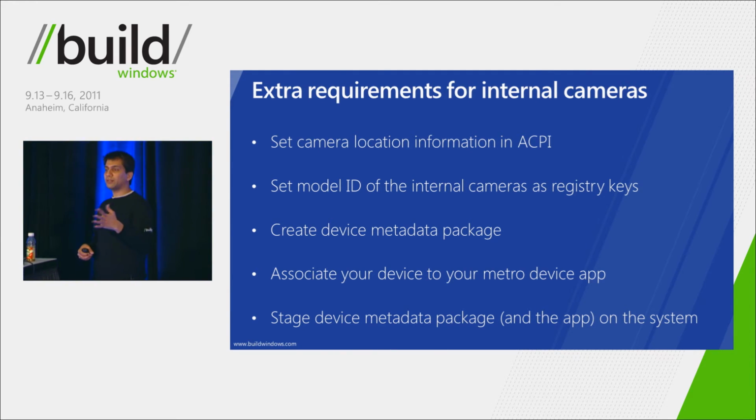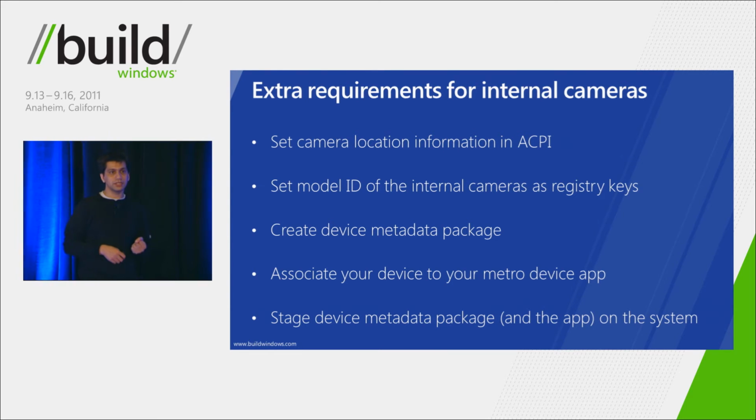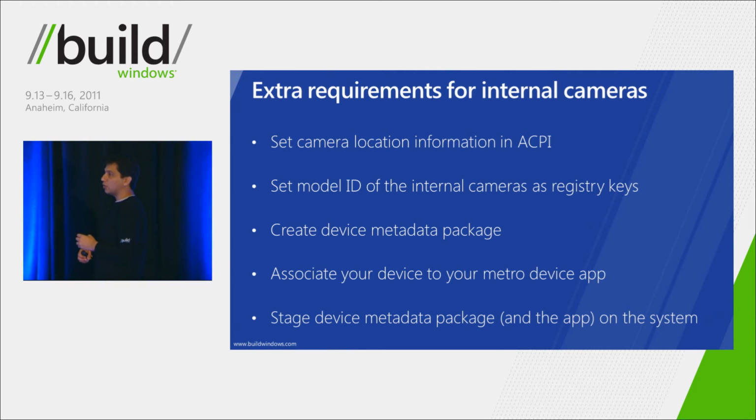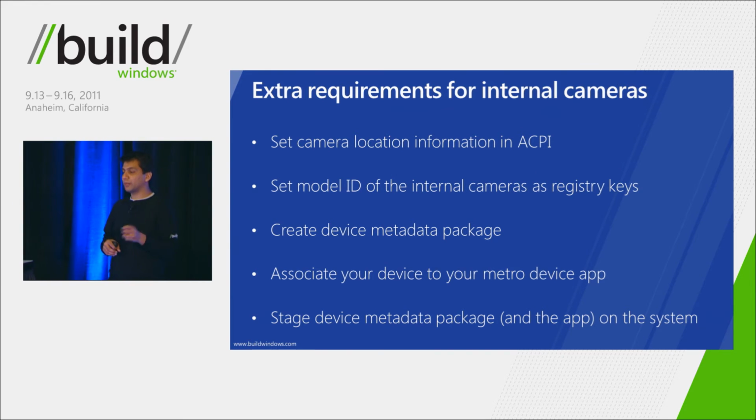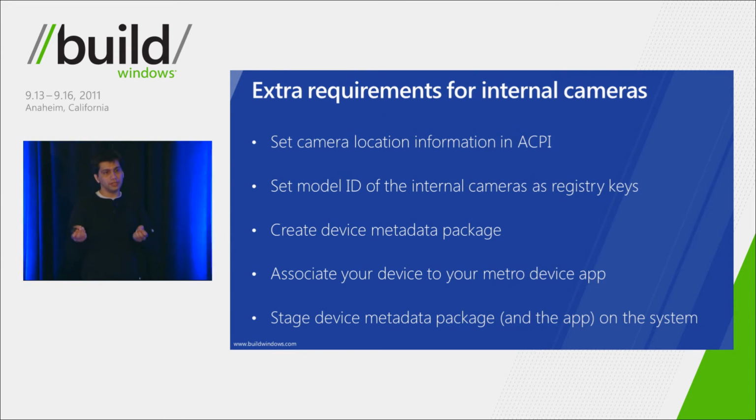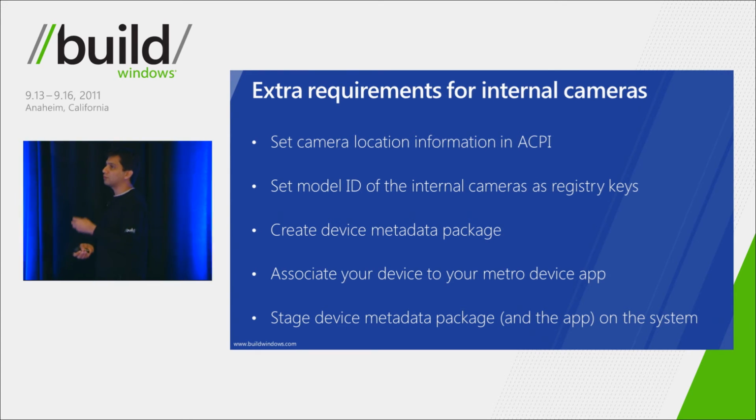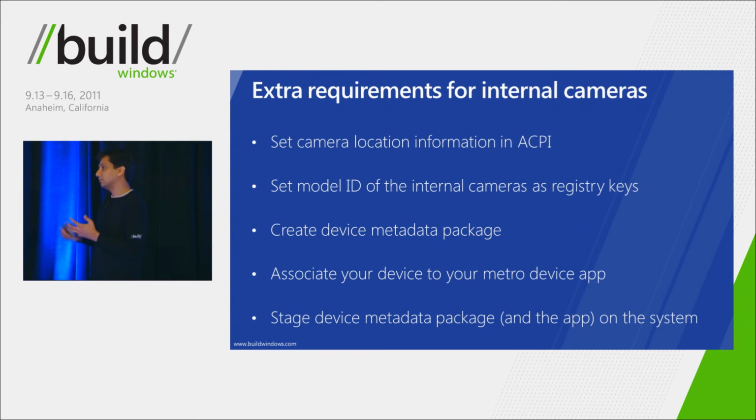So you set the location information in ACPI, and then you set model ID for your internal cameras as registry keys in the system. And these model IDs are going to be based on the hardware ID of the device and based on the location information in the first step. And why do we have this location information thing here? The primary reason is that you might want to have different apps for your front camera and for your back camera. That's your prerogative if you want to do it that way.